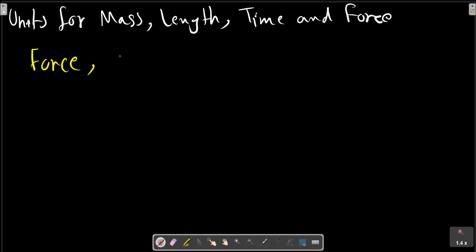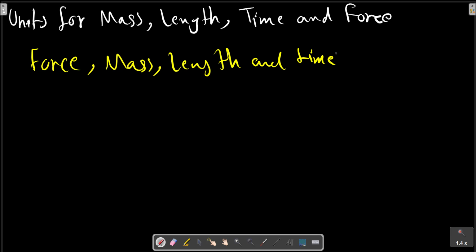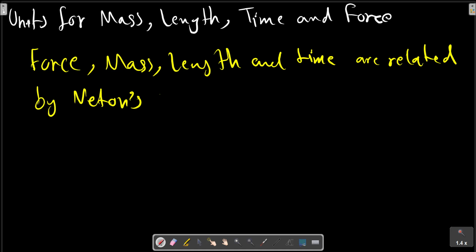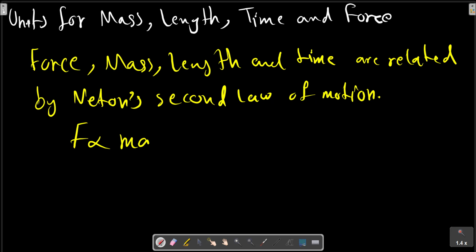Force, mass, length, and time are related by Newton's second law of motion, which states that the force acting on a body is proportional to the product of mass and the acceleration in the direction of the force, as we know from dynamics and statics also.